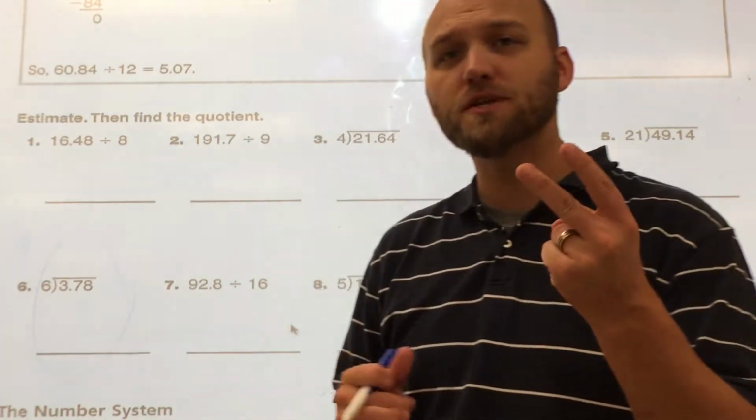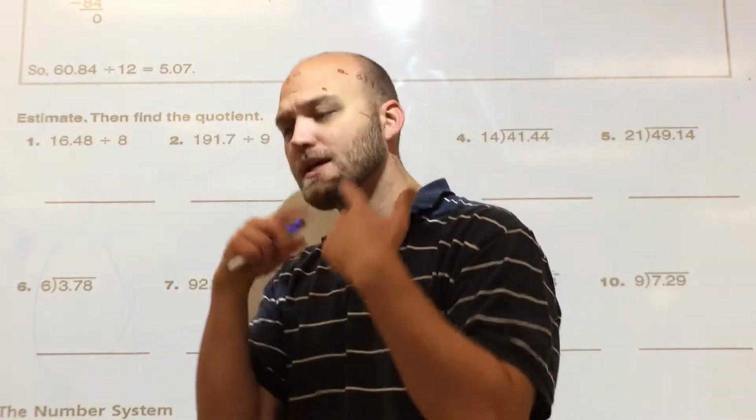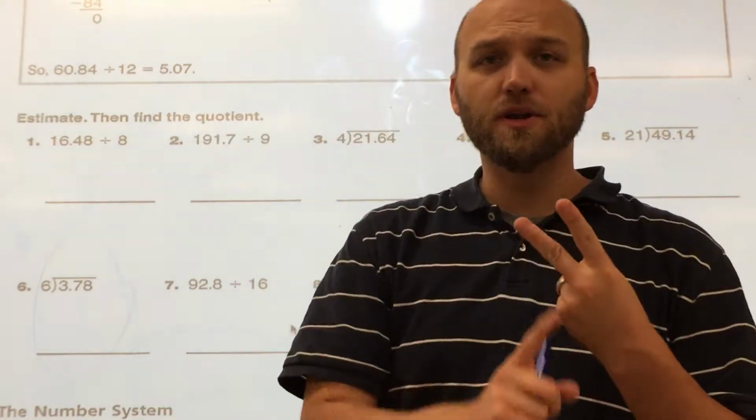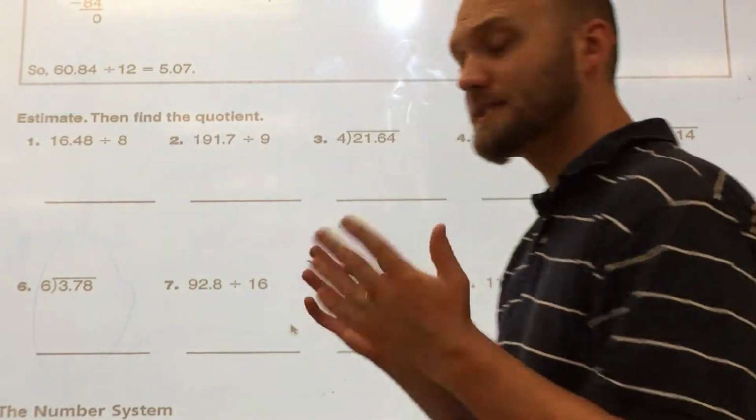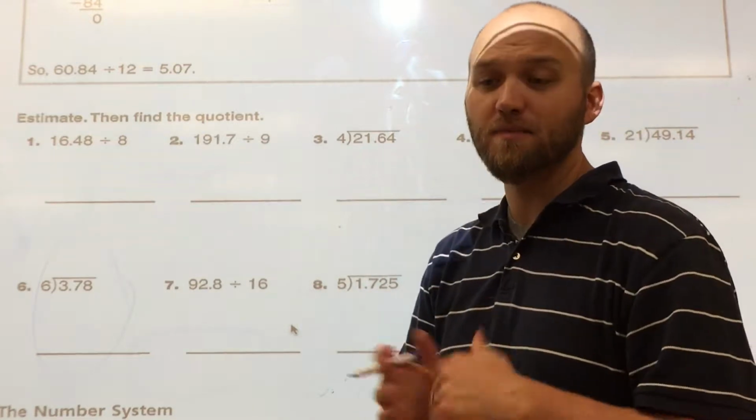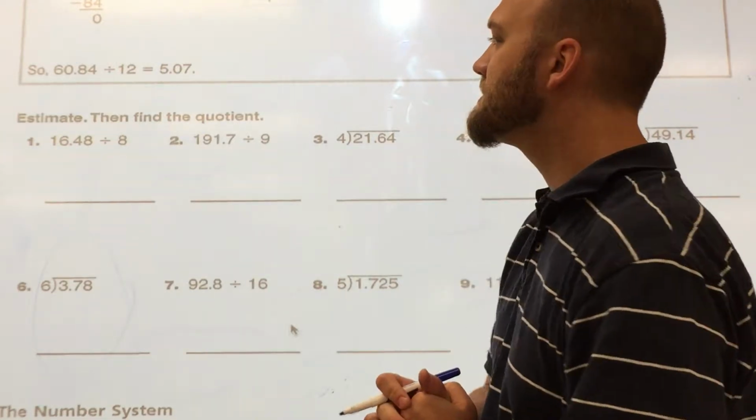We have two options when we finish a division problem in Mr. W's class. You turn it into a fraction, you turn it into a decimal, but unless the directions specify something else, those are the options that you have.